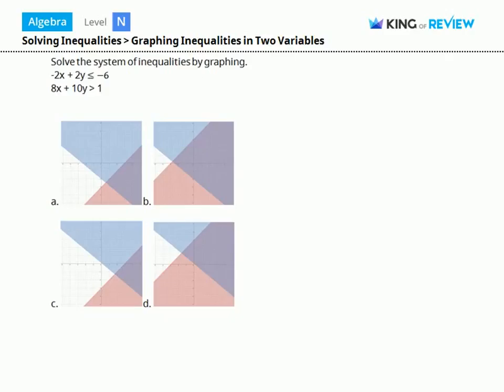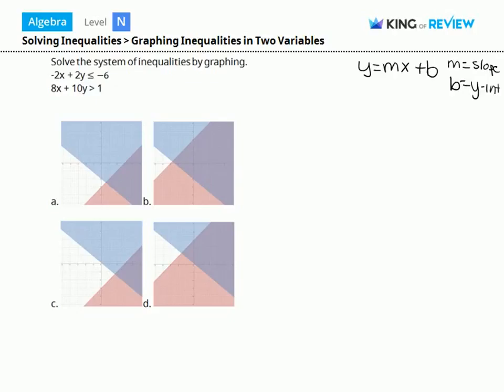Solve the system of inequalities by graphing. Negative 2x plus 2y is less than or equal to negative 6, and 8x plus 10y is greater than 1. So we'll first start by putting each of these inequalities in the slope-intercept form. The slope-intercept form is y equals mx plus b, where m is equal to the slope and b is equal to the y-intercept. And the reason we put it into the slope-intercept form is because it makes it easier to graph that way.